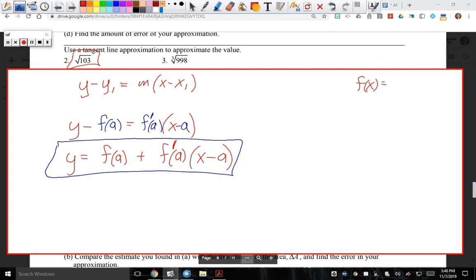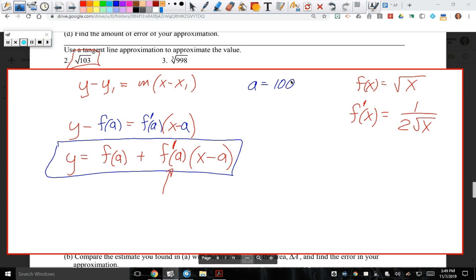Square root of x. Okay. Furthermore, we are looking for f prime. So f prime is 1 over 2 times the square root of x on the bottom. Our known value is 100. If I'm looking at 100, it's because I know what the square root of 100 is. I don't know what the square root of 103 is, but I know what the square root of 100 is, and that's almost like my center.